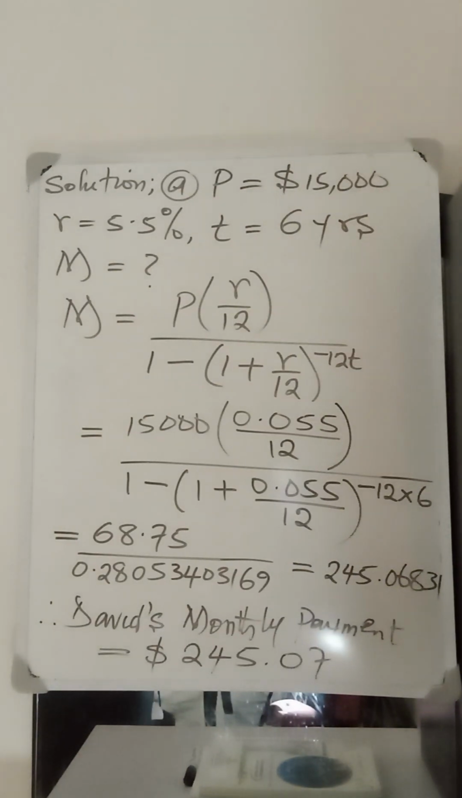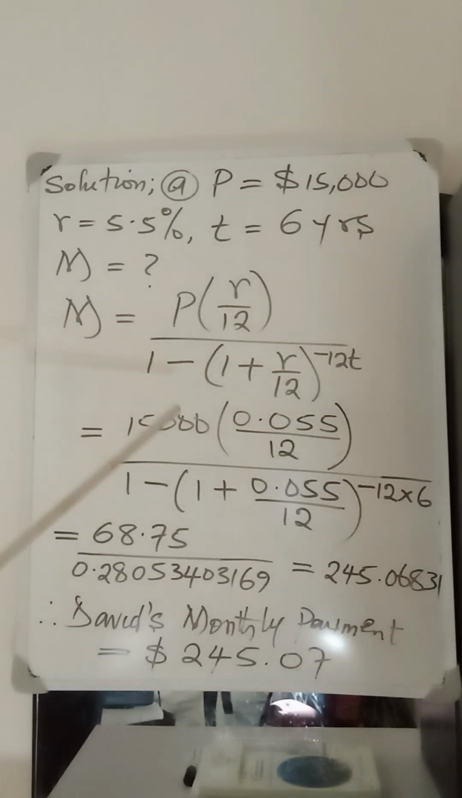So starting with A, from the question, we can see that the principal is $15,000, the rate is 5.5%, the time is 6 years. We are looking for David's monthly payment or his monthly installment. So we have to recall the formula, okay? All we need to do is to impute these parameters into the formula. This is the right formula to use.